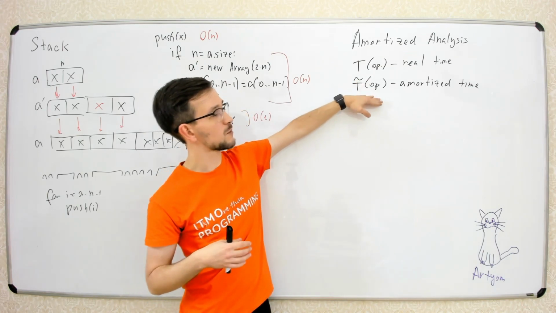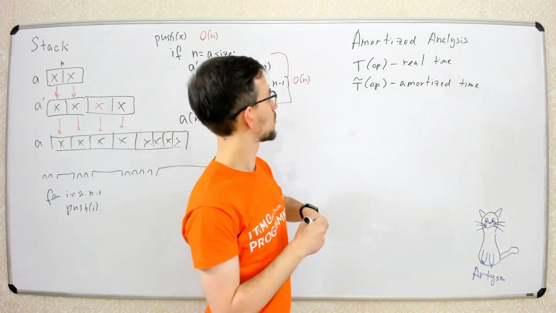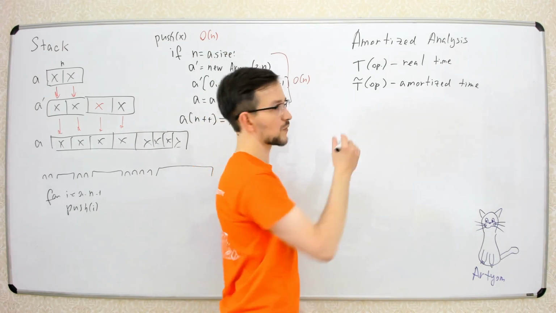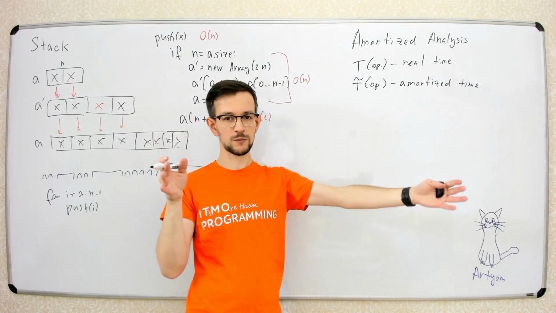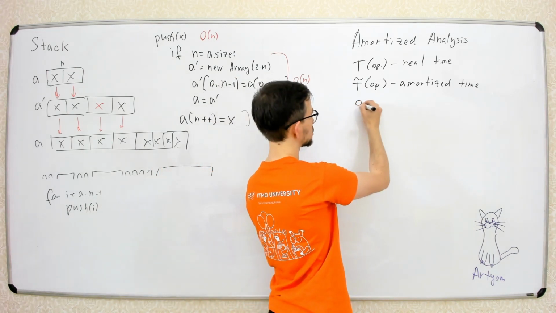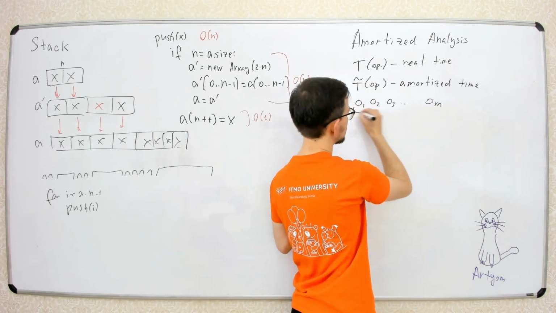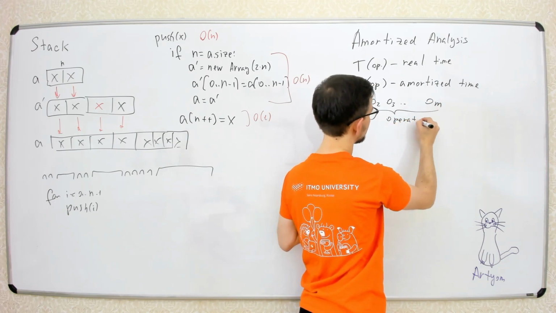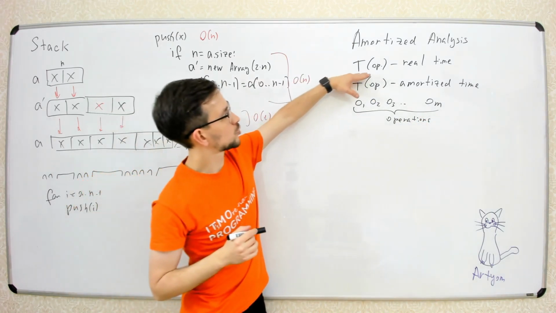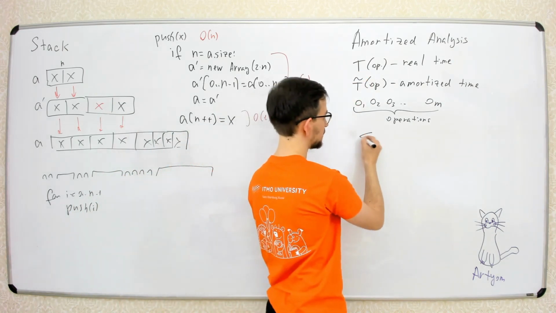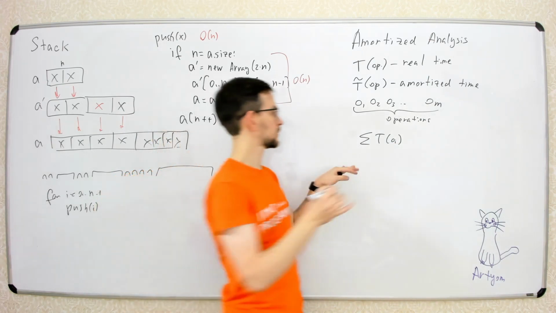What does it mean that this amortized time is right? The amortized time is right when the following property is satisfied. If you have a big number of operations, so you have an empty data structure and then you perform some number of operations O1, O2, O3, and so on. Let's say M operations. What you need is that the total real time, the sum of all real times, be no more than the total amortized time.